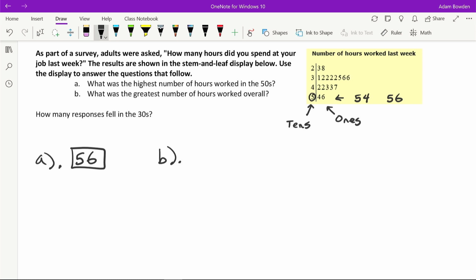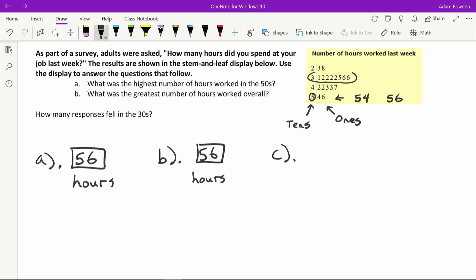For the next question, what's the greatest number of hours worked overall? Well, that would be the same as the last one. Also, 56 is the largest out of everything here, because all the other numbers would be either 40, 30, or 20 something. And then the last one is how many responses fell in the 30s.